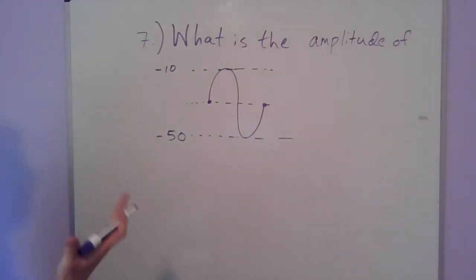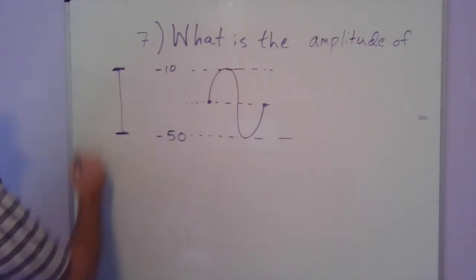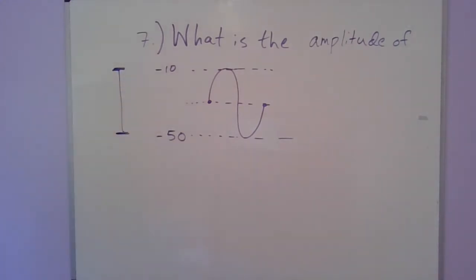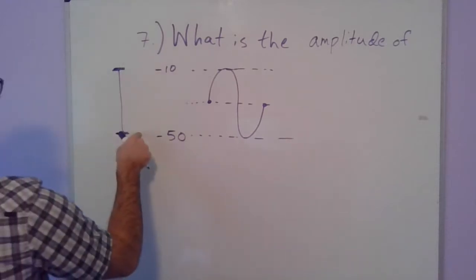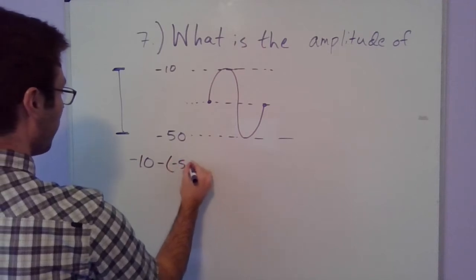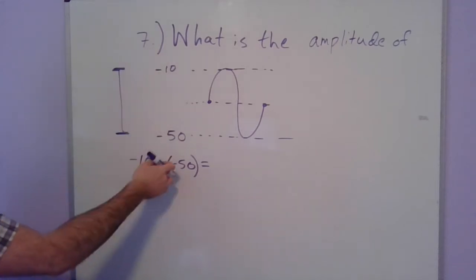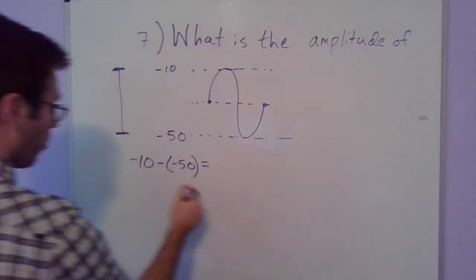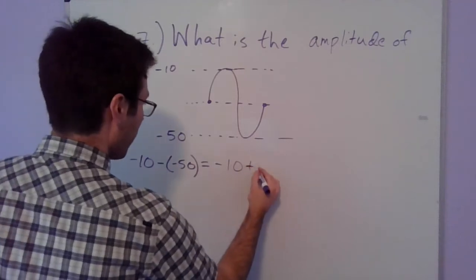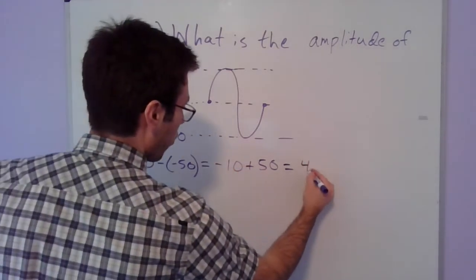All right, well, there's a couple ways of doing this one. The first way is to do, what is the distance from here to here? So what's that distance? Remember, you want to go top minus bottom here. So you're going minus 10 minus a negative 50. That'll give you that distance. You're going top minus bottom. Remember that it's important with those two negatives. So it's negative 10 plus 50. In other words, that distance is 50 minus 10, so it's 40.